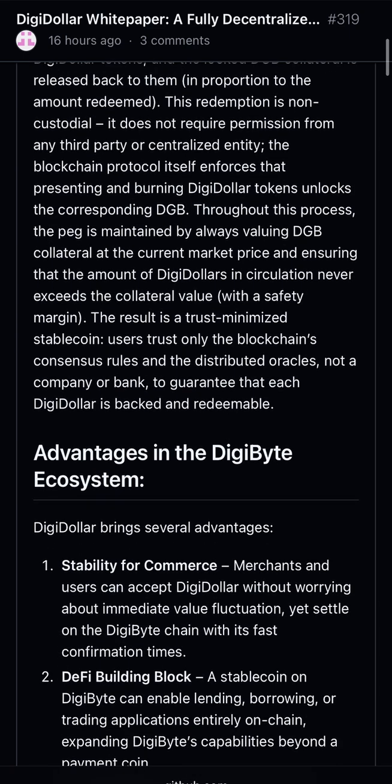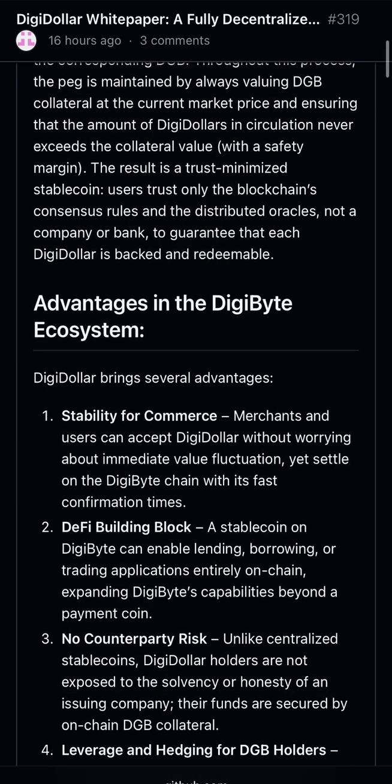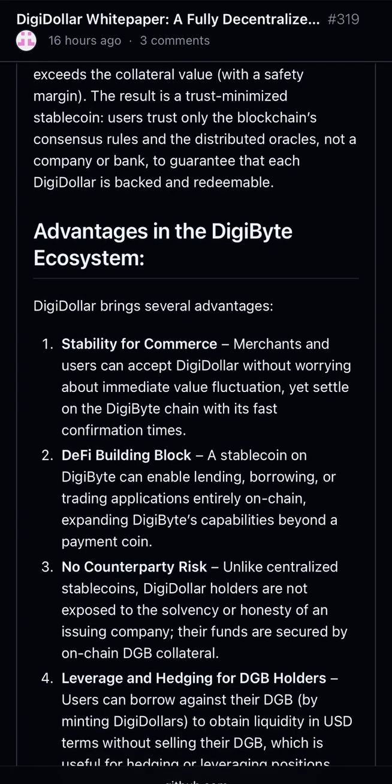This redemption is non-custodial. It does not require permission from any third party or centralized entity. The blockchain protocol itself enforces that presenting and burning DigiDollar tokens unlocks the corresponding DGB. Throughout this process, the peg is maintained by always valuing DGB collateral at the current market price and ensuring that the amount of DigiDollars in circulation never exceeds the collateral value, with a safety margin. The result is a trust-minimized stablecoin. Users trust only the blockchain's consensus rules and the distributed oracles, not a company or bank, to guarantee that each DigiDollar is backed and redeemable.